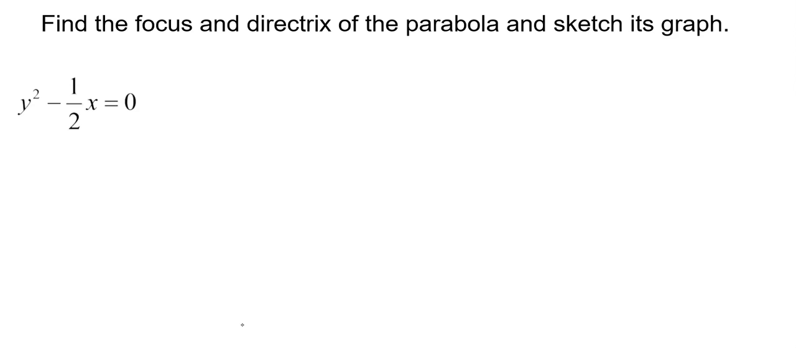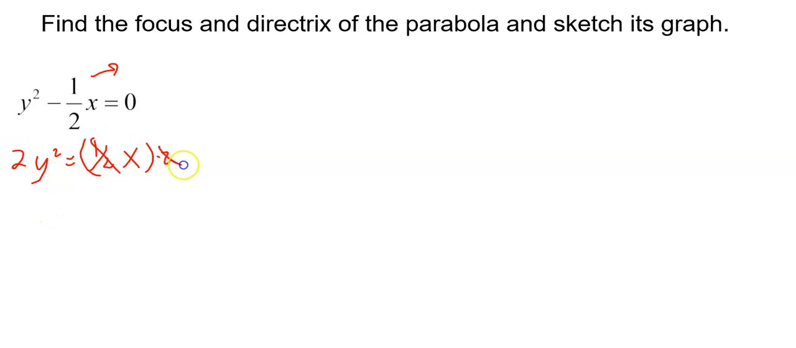Find the focus and directrix of the parabola and sketch its graph. First, put it in the right form. I don't like this, so I'm going to move the 1/2 x over to the right by adding it. So I get y squared equals positive 1/2 x. I'm going to multiply both sides by 2.